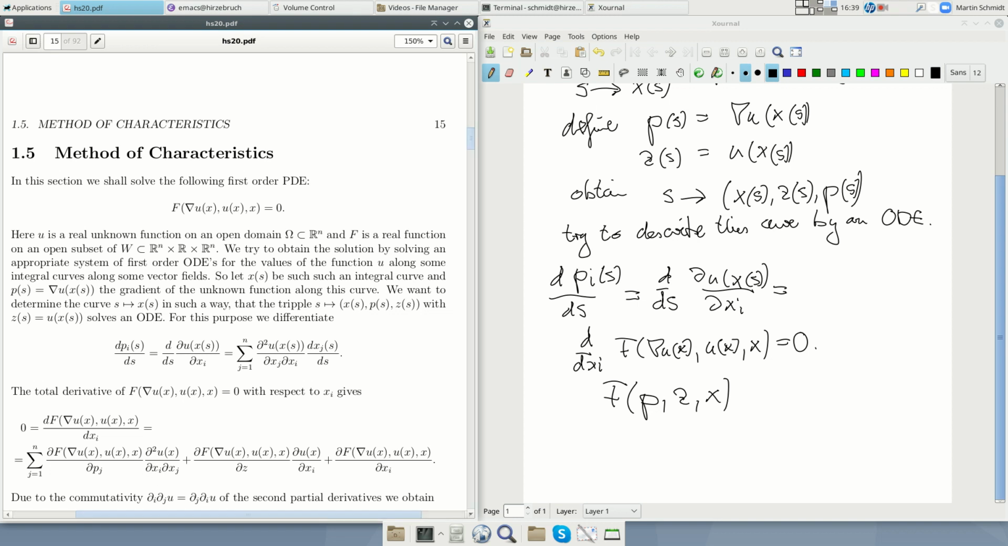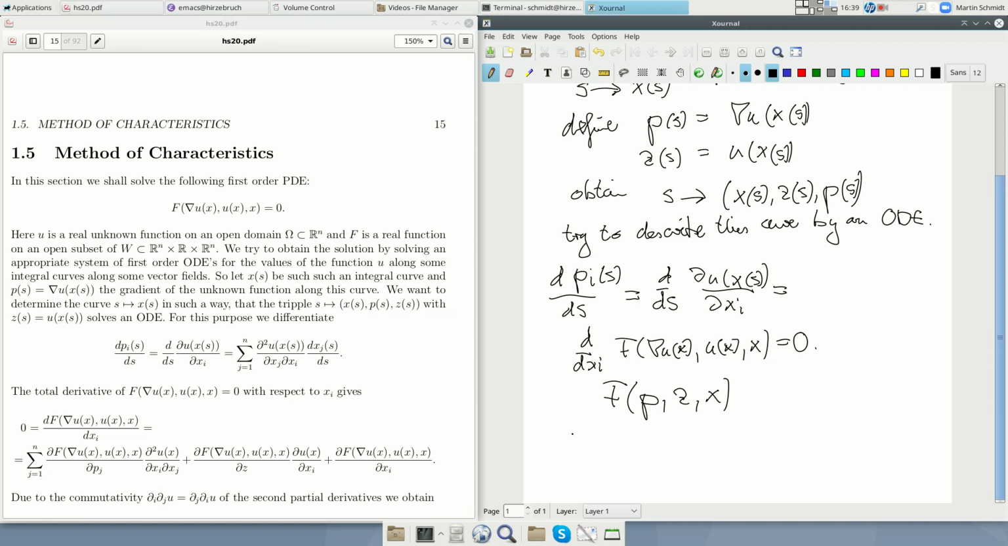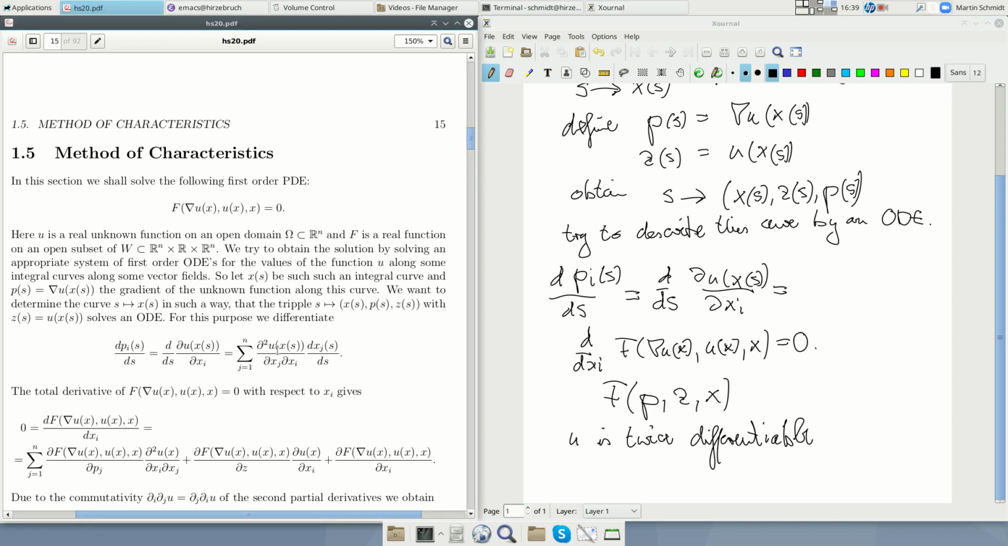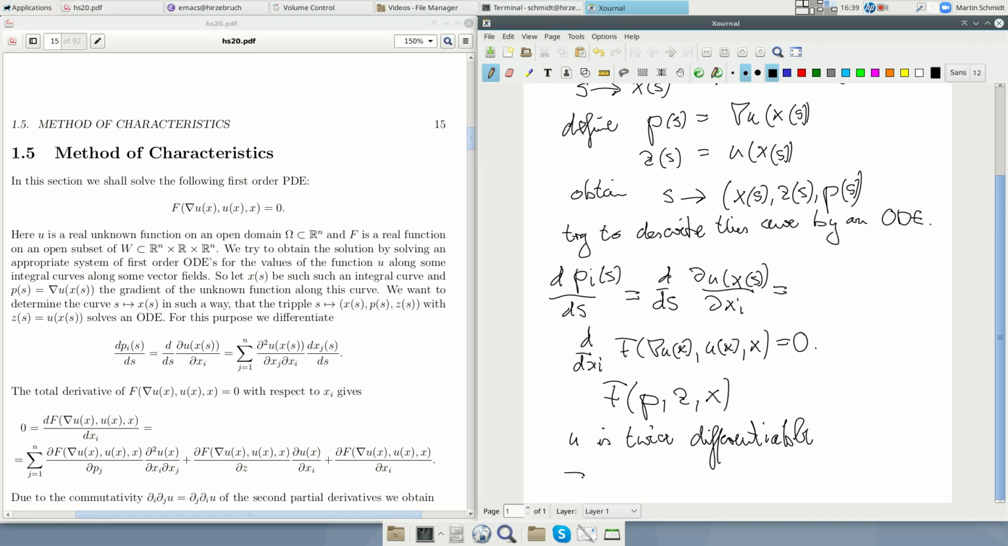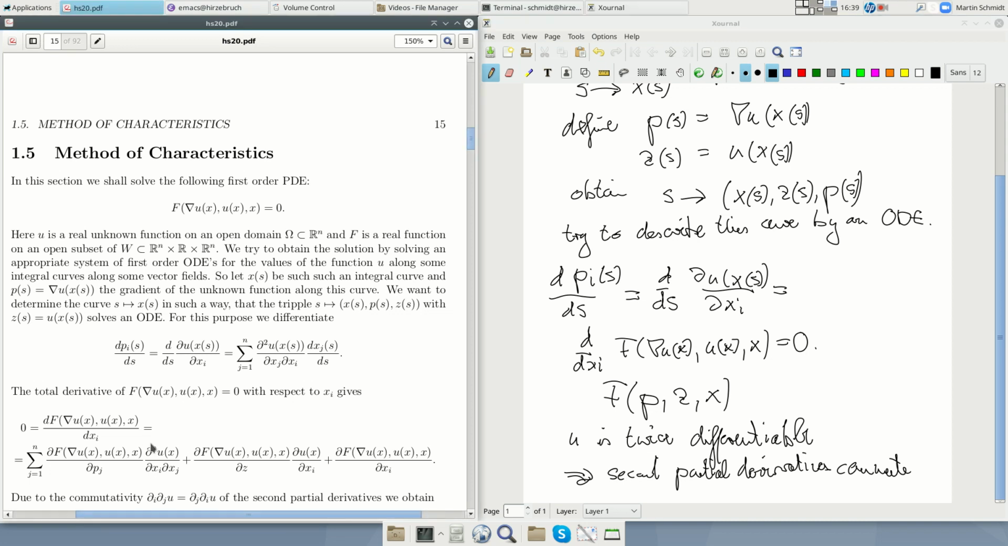But if u is twice differentiable, so we assume u is twice differentiable, which is very important, because then we know second partial derivatives commute. So we know that this expression is the same as this.